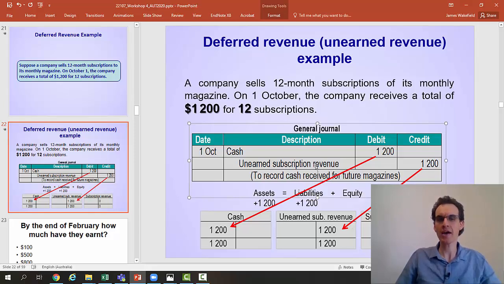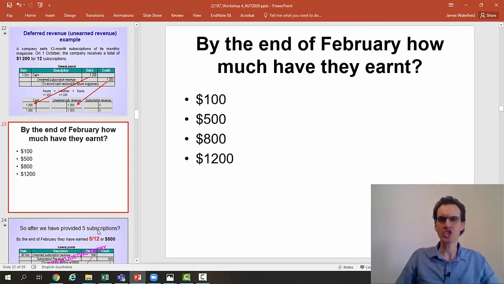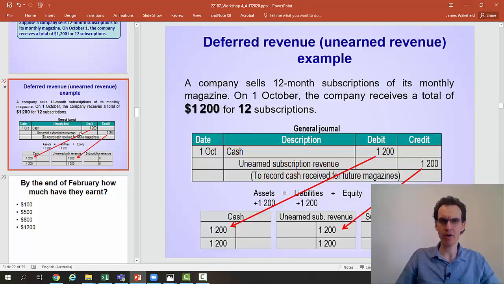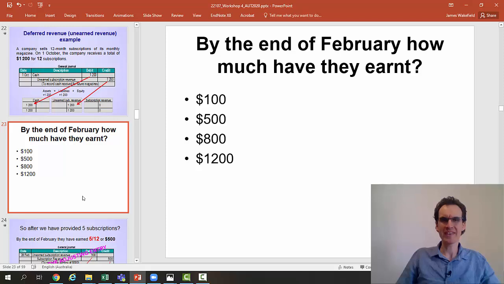Now the question I have for you is, by the end of February, how much have they earned? So how much has Evo magazines earned, right? So remember, as I said in the prior information, they accepted $1,200 on the 1st of October for a 12-month subscription service. So from the 1st of October until the end of February, how much has Evo magazines earned in terms of revenue? Please answer the question now.